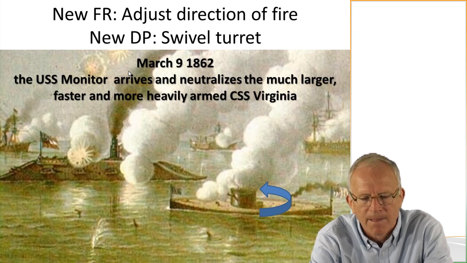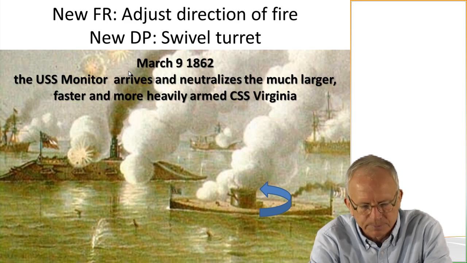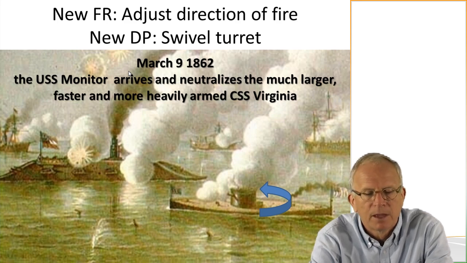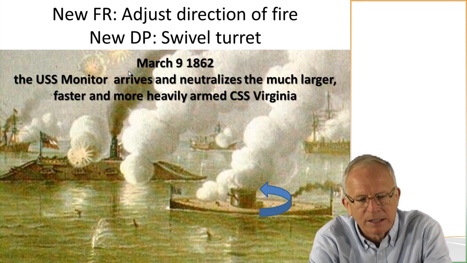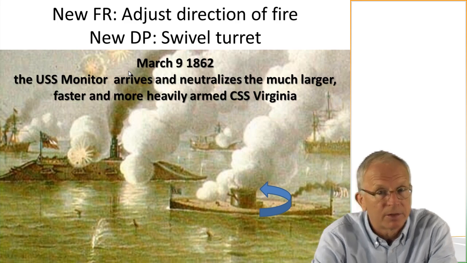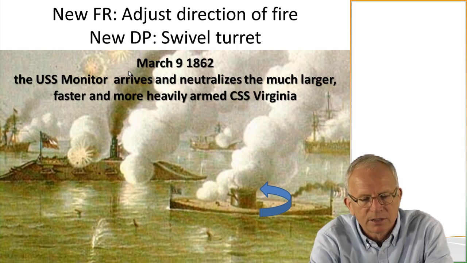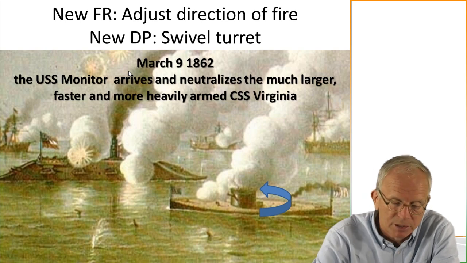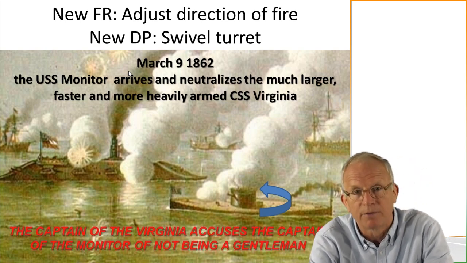Well, it had the extra FR. And you can see here in this depiction, the Monitor is located itself about 45 degrees off the bow or the stern, I'm not sure which, of the Virginia, and the Virginia doesn't have any guns pointing in that direction, and they can't individually aim their guns. But the Monitor can. And so the Monitor keeps positioning itself, even though it's slower than the Virginia, so that it can engage the Virginia without being engaged by the Virginia. This so frustrated the captain of the Virginia that he accused the captain of the Monitor of not being a gentleman.